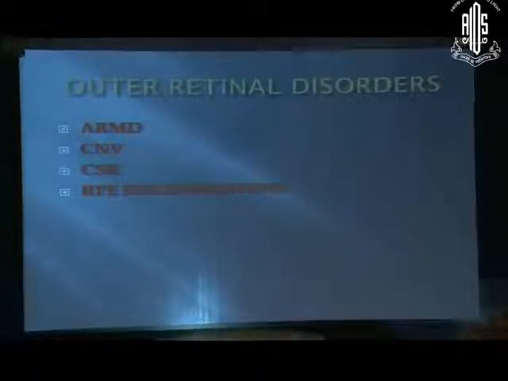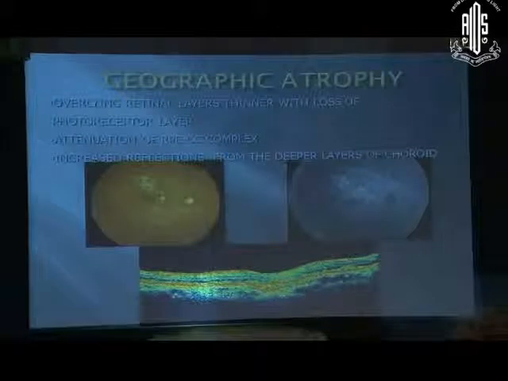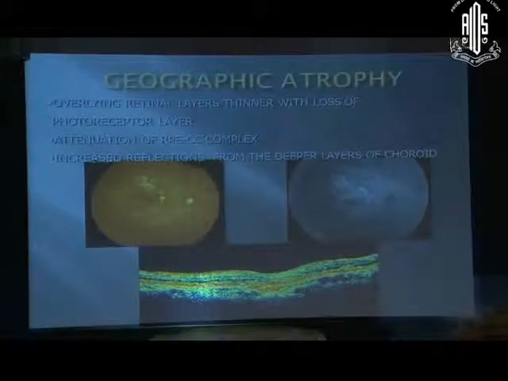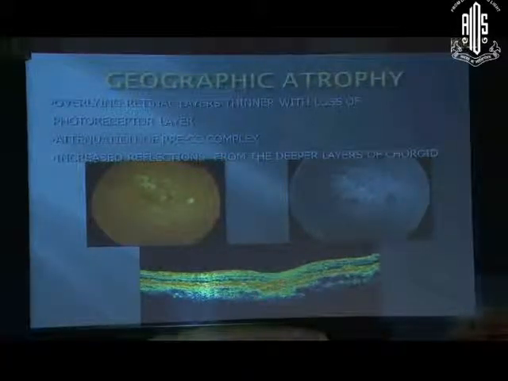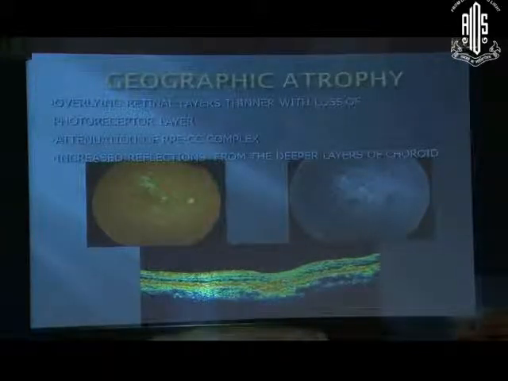retinal pigment epithelial degenerations. In age-related macular degeneration, the most commonly we see the geographic atrophy. In this, you see the overlying retinal layers get thinned out with loss of photoreceptor layer. There is attenuation of the RPE complex, and there is increased reflection from the deeper layer of the choroid. So this may sometimes be misinterpreted as a choroidal neovessel, but there are no overlying changes, and the retina overlying is thinned out.